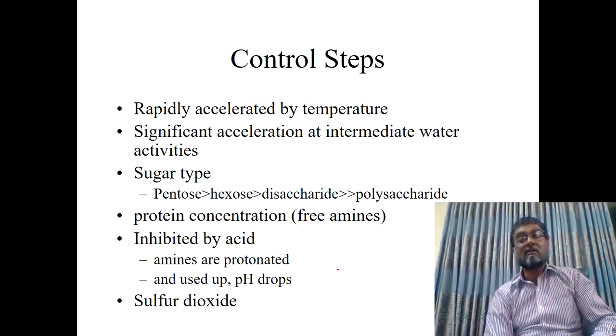Then sulfur dioxide is inhibiting that kind of process, especially the enzymatic type of browning, which is inhibited by sulfur dioxide because sulfur dioxide acts as a poison for the enzymes.